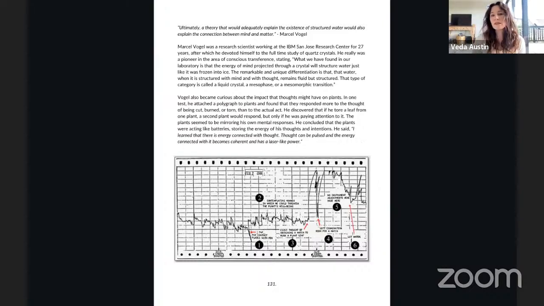This was the work of Marcel Vogel, and he was an IBM researcher. And why I talk about this is that a lot of this is in relation to my work.